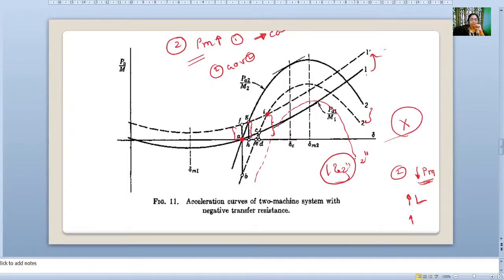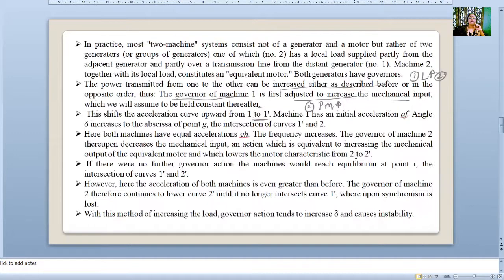Got it? Now I will revise by reading. Okay, you understood? Just listen. This shifts the acceleration curve upward from 1 to 1 dash. Machine 1 has an initial acceleration AF. Angle del increases to the abscissa of point G, the intersection of 1 dash and 2. Here both machines have equal acceleration GH. Frequency increases.